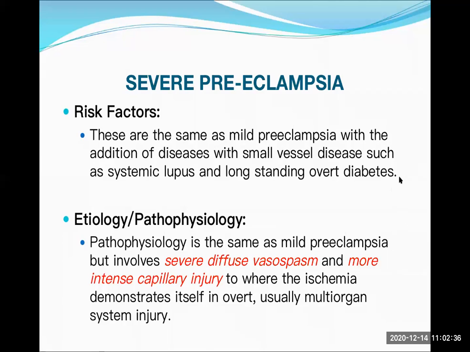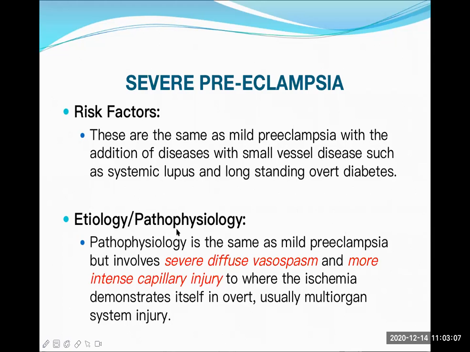So apart from them, if this lady is also having some connective tissue disorder like systemic lupus erythematosus or other connective tissue disorder per se, and if she is having long-term diabetes, over diabetes means long-term diabetes or chronic diabetes, there may be complications of diabetes already, and one of the complication is vascular complication, then there is a higher chance of development of severe preeclampsia.